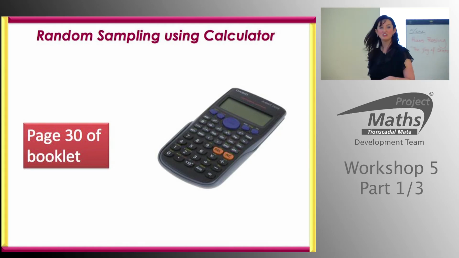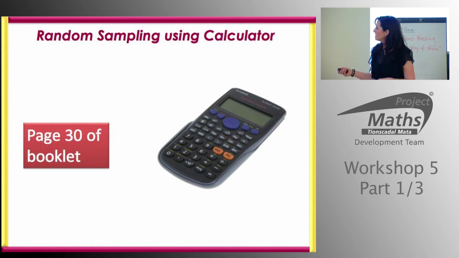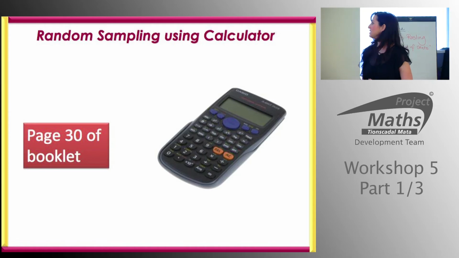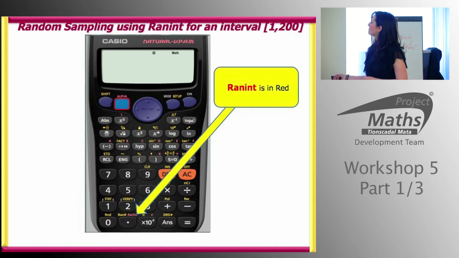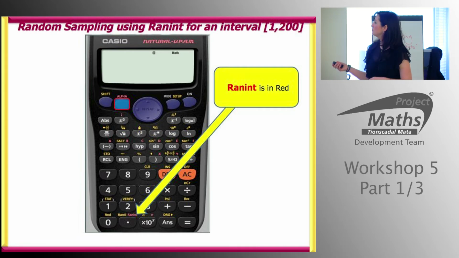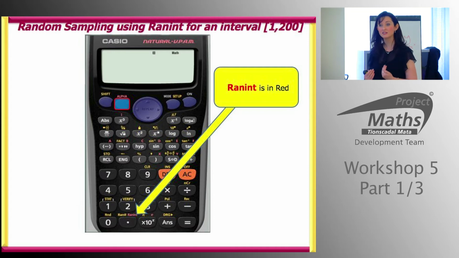So the first thing is, on your Casio, can you see this red word over the decimal place? Random integer. Okay, so that's what we want. It's some random integers. Because it's red, we need to select it using the alpha button, isn't it? We use the shift button to select the yellow ones, the alpha button to select the red ones. So select random integer, and it'll come up like that.